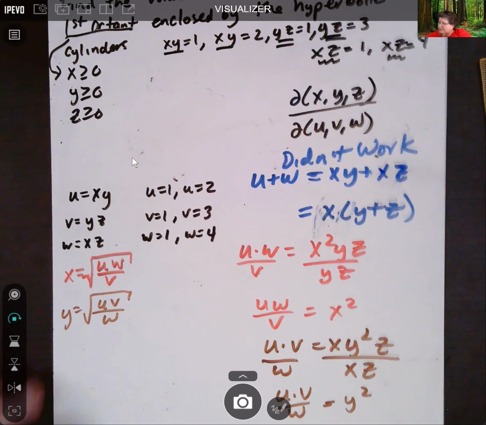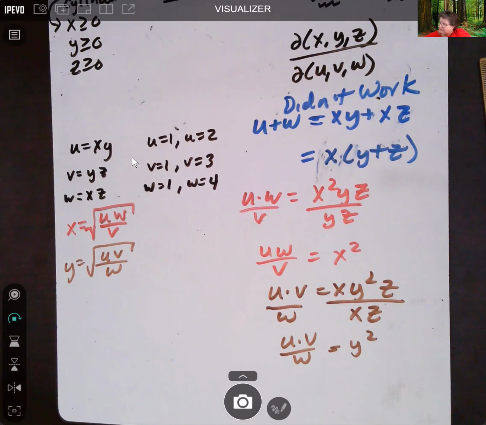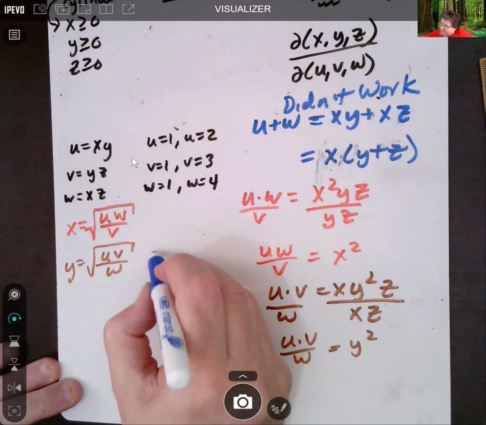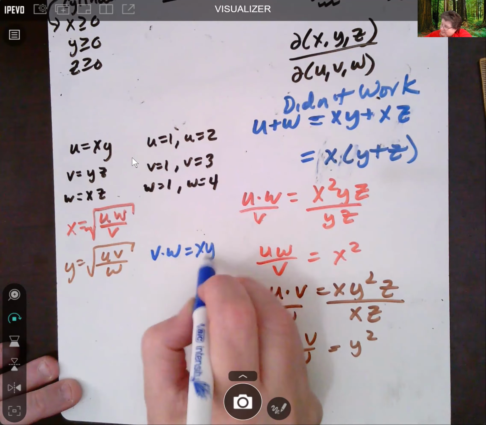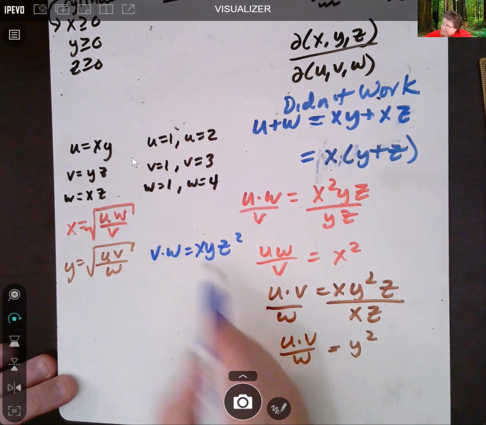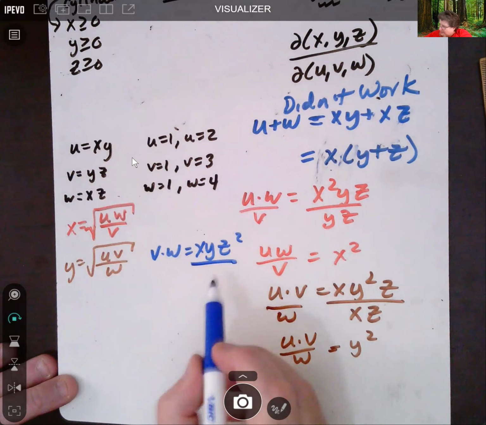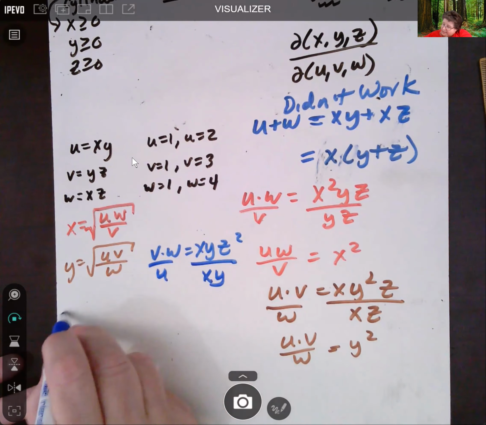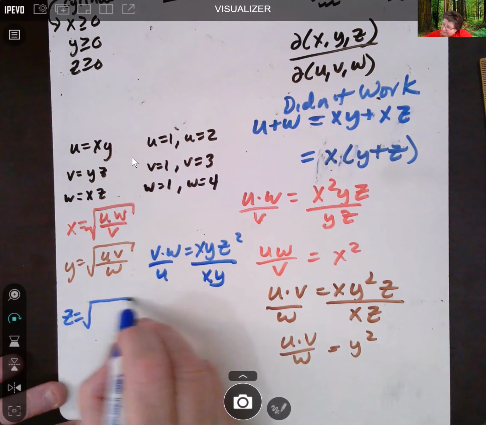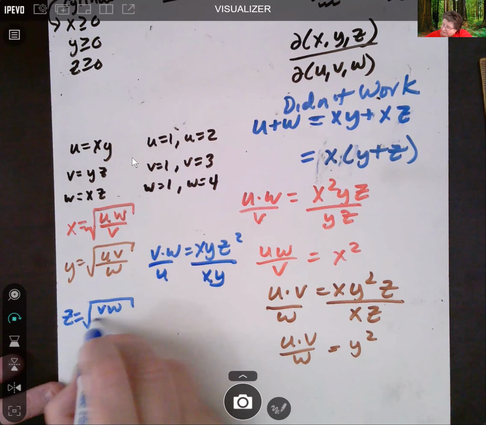And then we do z. Z, I gotta multiply my z's together. So v times w is x, y, z squared. And if I want to get rid of the xy, I have a u, I'll divide by u. So z is going to be the square root of v times w over u.